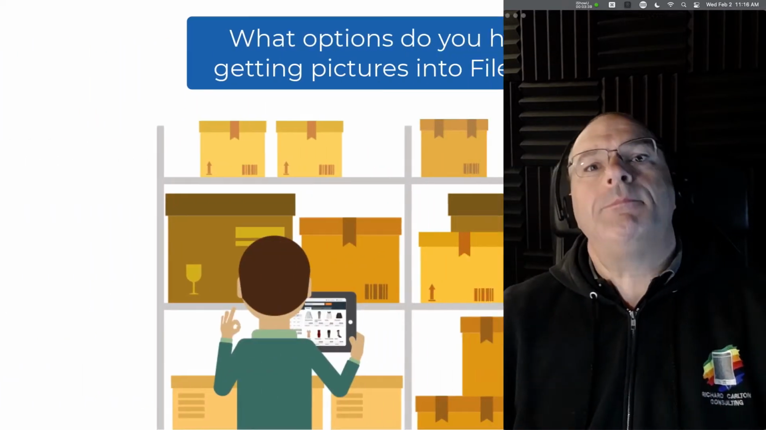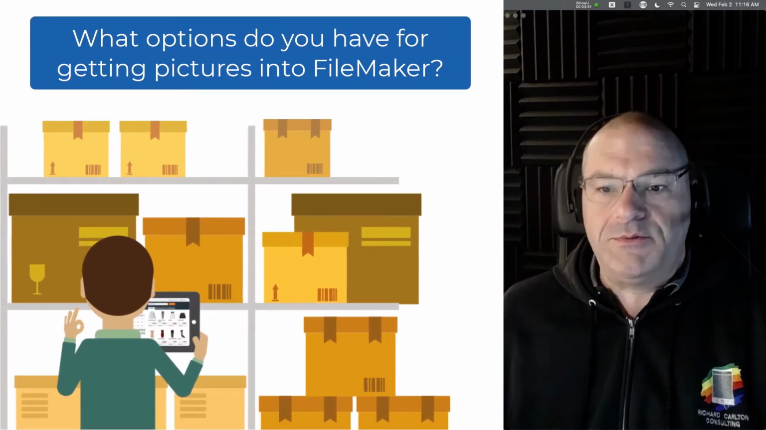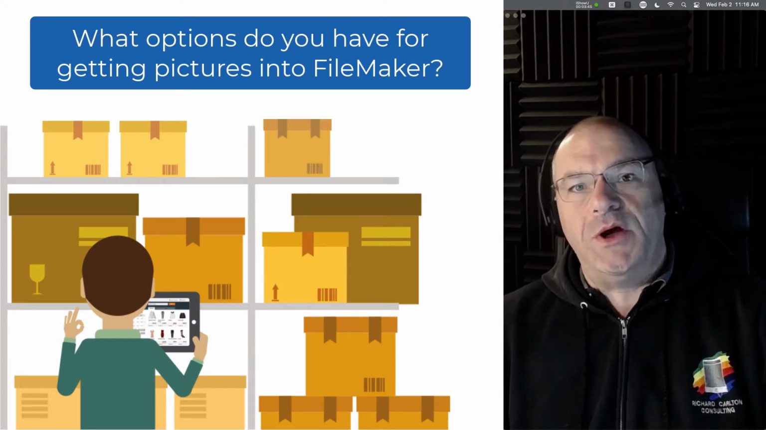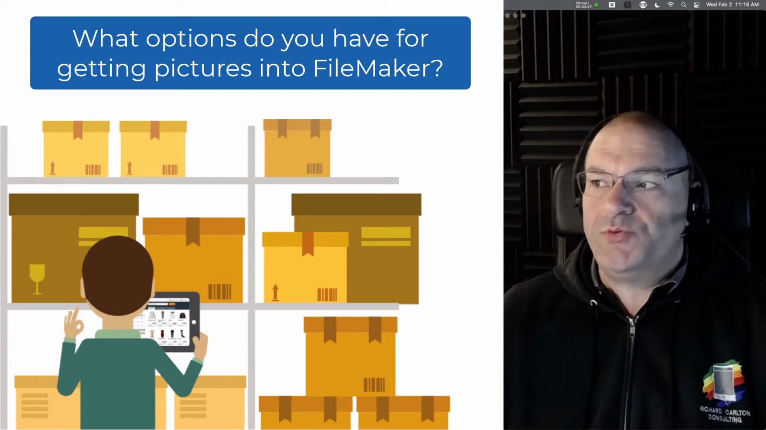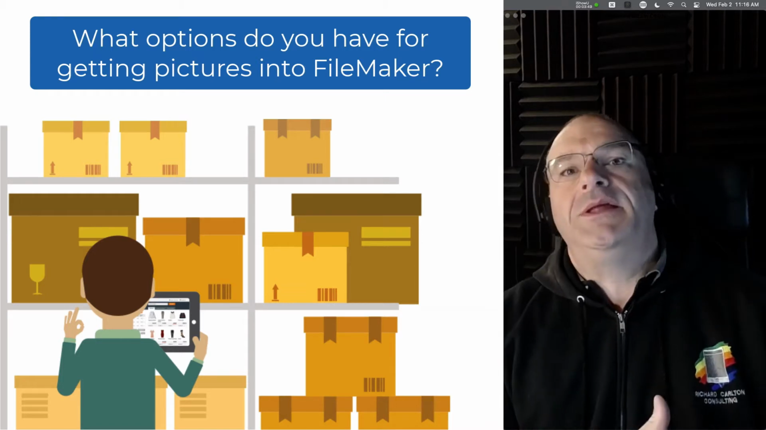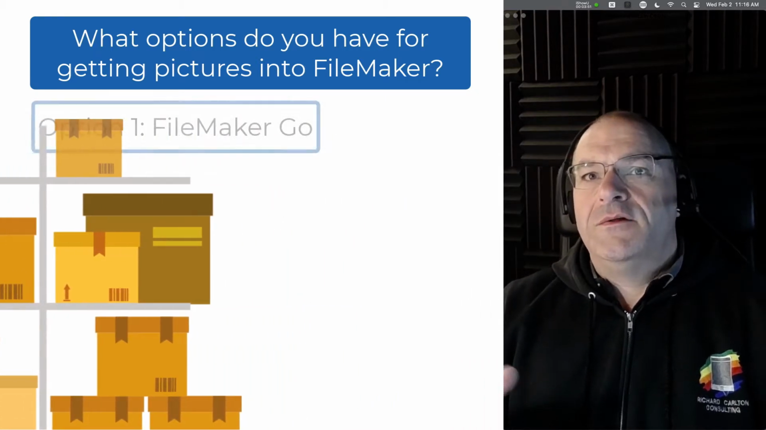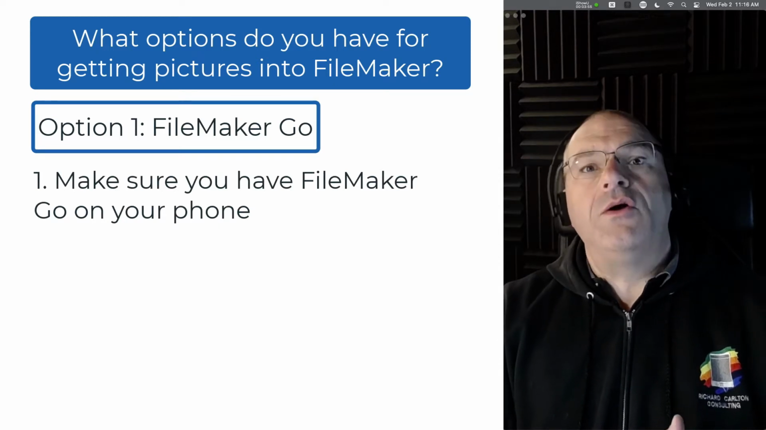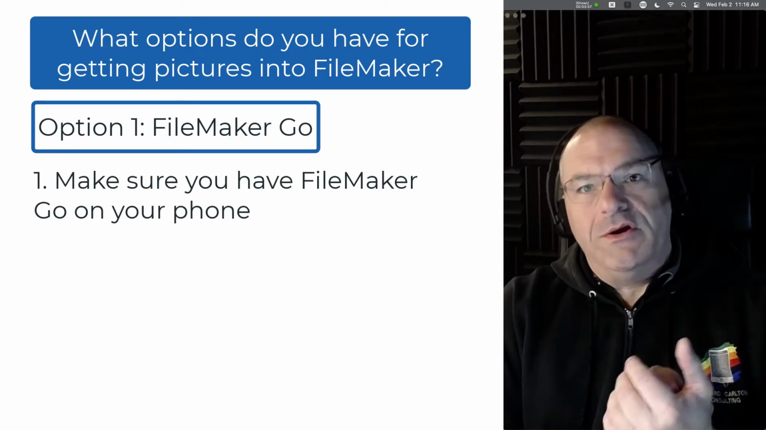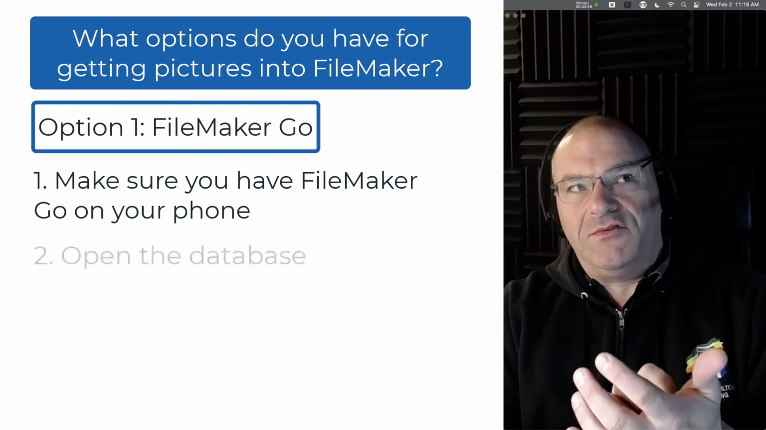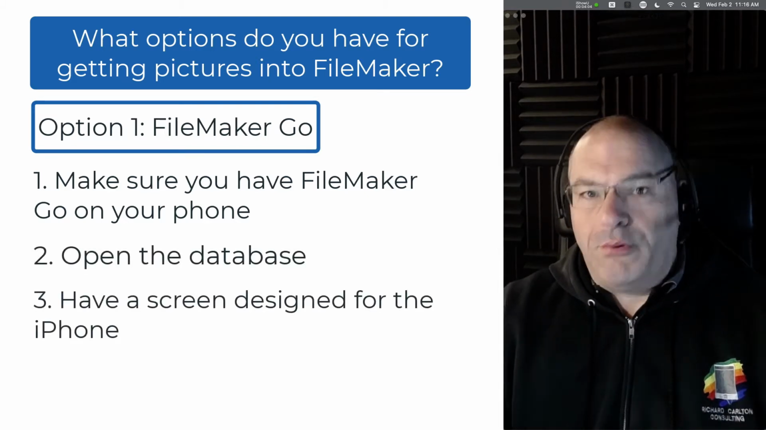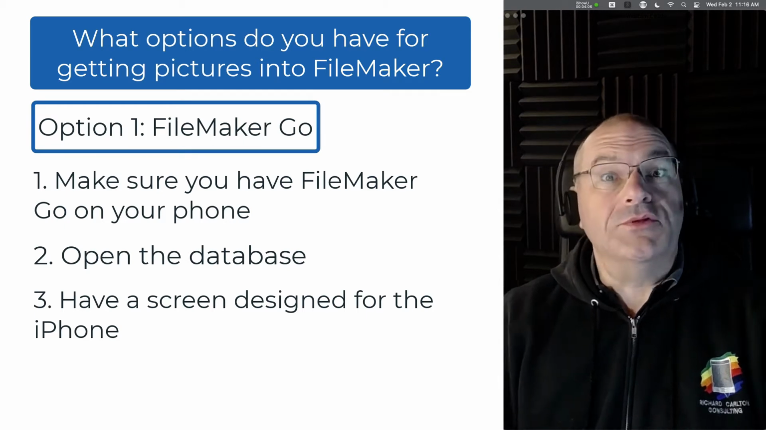Despite what all the 15-year-olds think, you still need a desktop computer or a laptop sometimes to do the heavy lifting. So you find yourself on your desktop or laptop and you need to capture pictures, maybe in a warehouse situation or some other situation where you need to get those pictures rapidly into FileMaker. Then you have to grab your phone, and maybe you don't use FileMaker Go that often on your phone, or ever. You have to open the database, and then you need a screen that's designed for the iPhone, which you may or may not have. A lot of people don't have that.